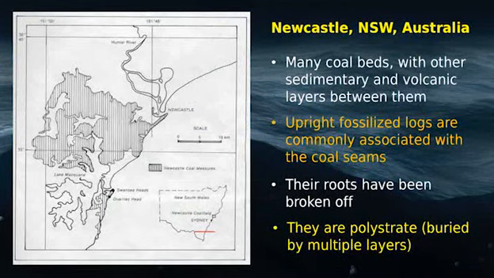So if we go to Eastern Australia, in the Sydney Basin, you have large coal beds. And this is north of Sydney. You can see Sydney there, and Newcastle is to the north. And there are many coal beds with other sedimentary and volcanic layers between them. And we find upright fossilised logs are commonly associated with these coal beds. And these logs have their roots broken off and they require many layers to bury them.